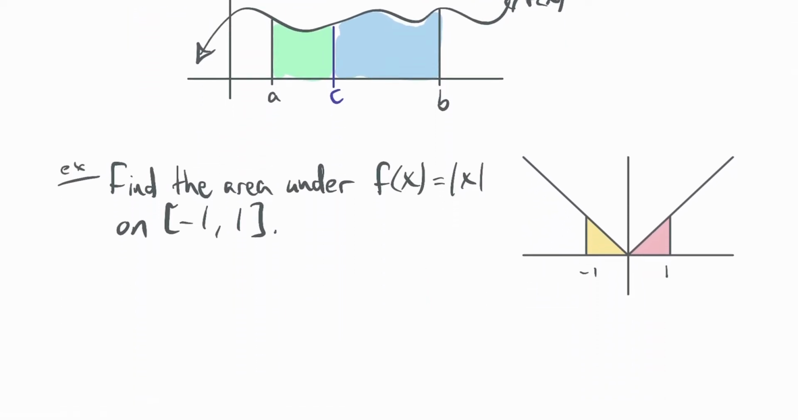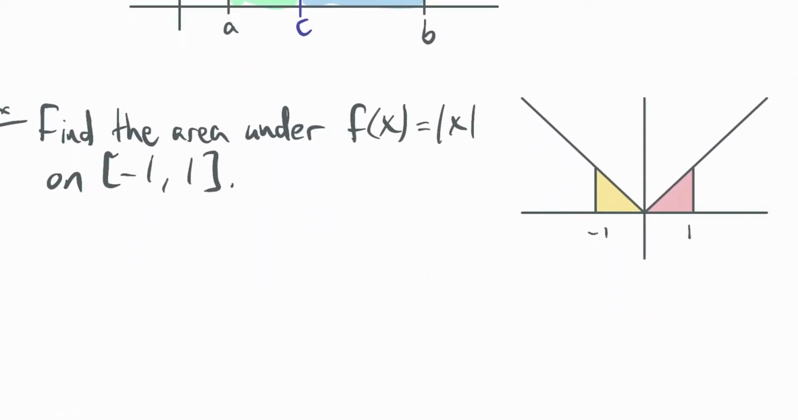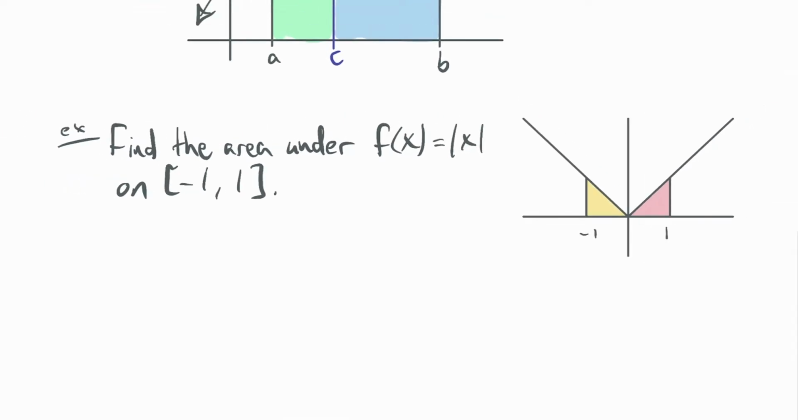Well, what if we had an example like this? I want to find the area under the absolute value function on the interval -1 to 1. Now, of course, these are triangles, so I could just go on that basis. I don't need an antiderivative, right? But let's take this as an opportunity to use the fundamental theorem.